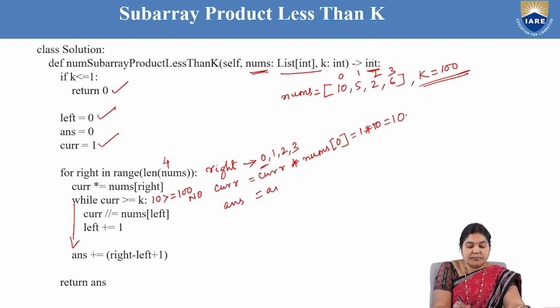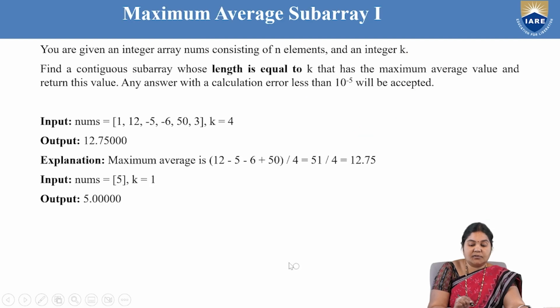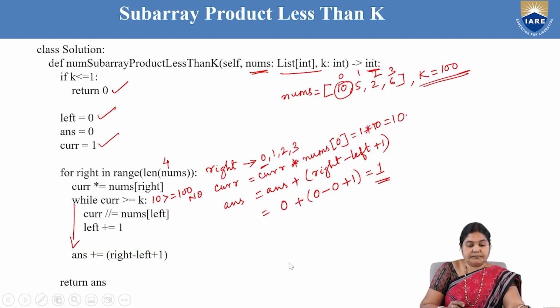Answer is answer plus right minus left plus 1. So, answer is initially 0 plus, what is the value of right? Right is 0. Left is also 0, plus 1. So, how many subarrays are possible with only one number? We have considered till now only 10. So, only one subarray is possible. Right. Let us go for the second one.